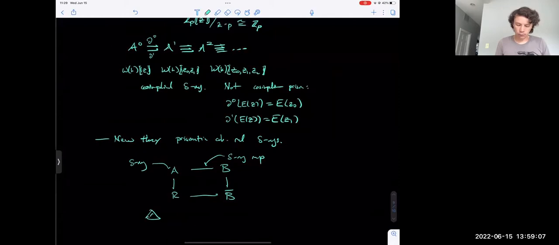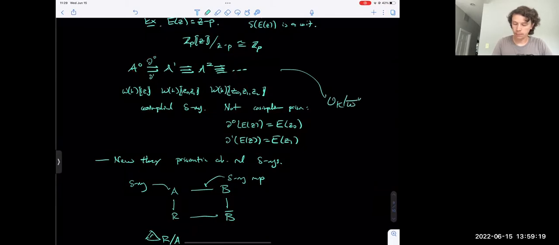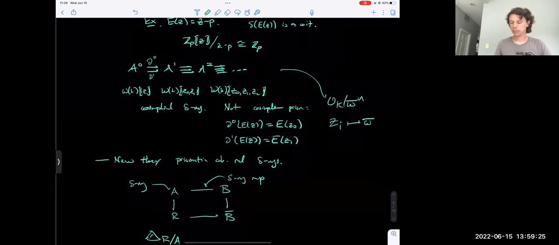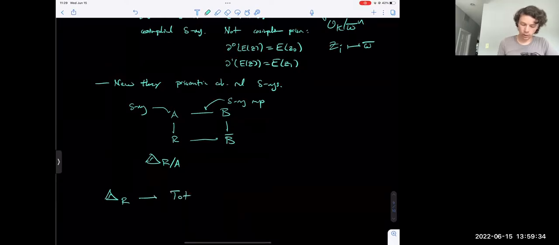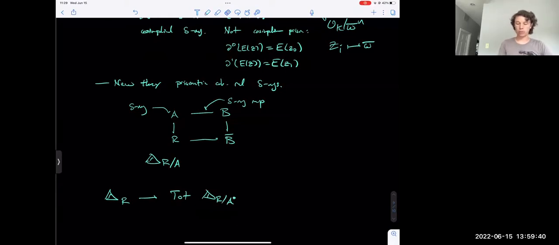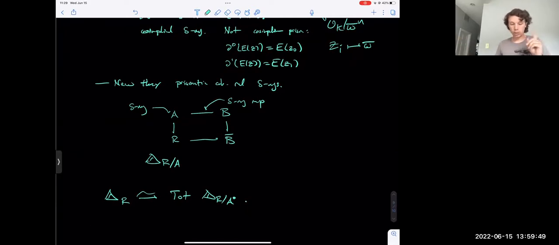And you can define this prismatic cohomology of R over A. Now here, all of these maps map down to O_K mod pi to the n by sending each of the Z_i's to pi. And so what we prove is that there's a natural map from the absolute prismatic cohomology to the Tot of this prismatic cohomology of R relative to this cosimplicial delta ring, and that this map is an equivalence. And that means that we can do descent, we can get information by descending. So that's point one.